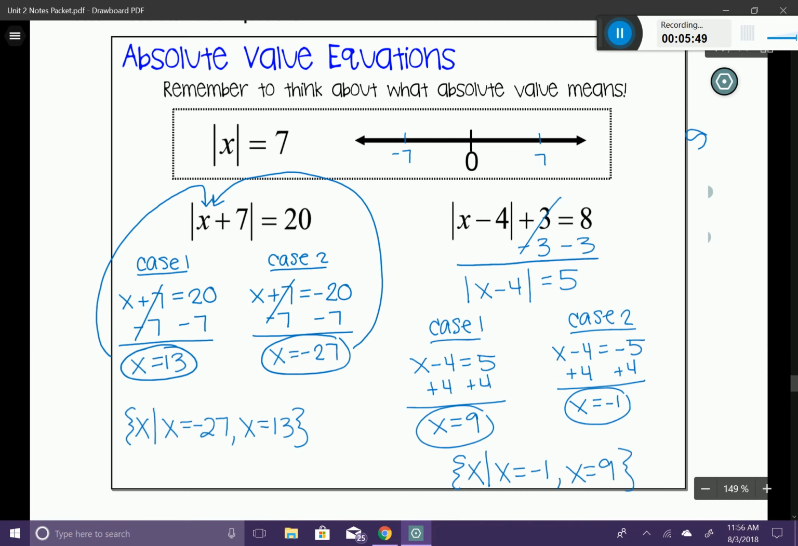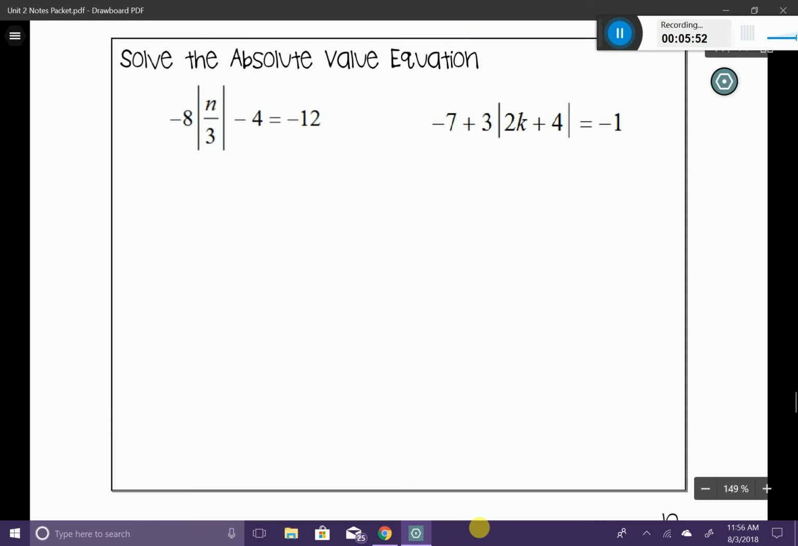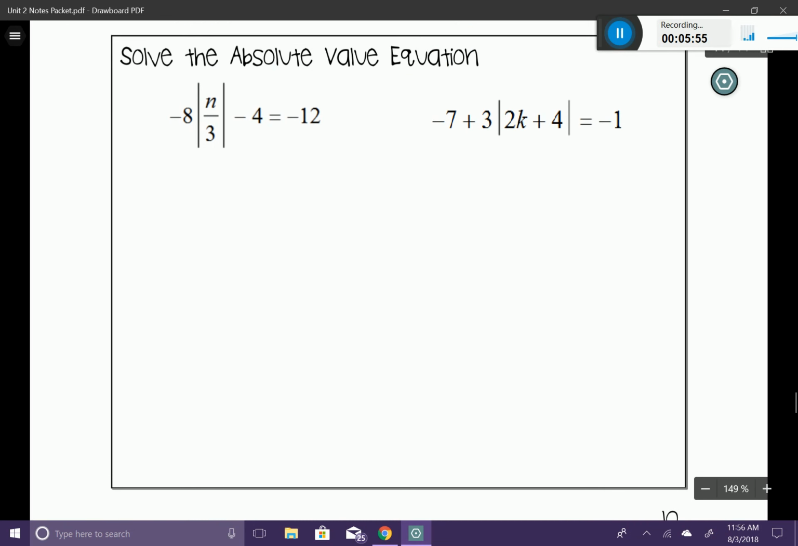Okay, let's go ahead and bump it up just a little bit. All right, here are my 2 examples. Now you'll notice that I have quite a bit of work on the outside of the absolute value bar. So I do need to take care of that before I start breaking it into 2 cases. So the first thing I want to do is look at that negative 8 and negative 4. And the question is, well, which one do I eliminate first?